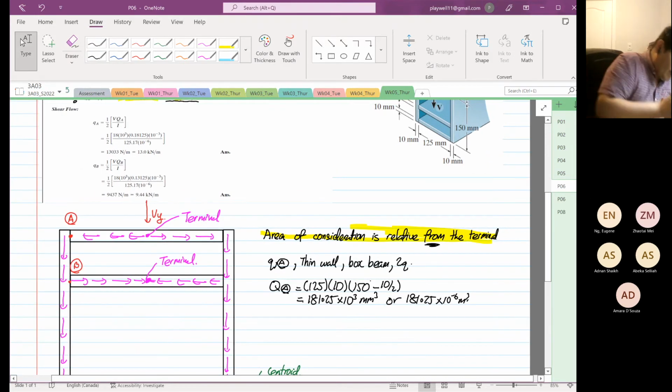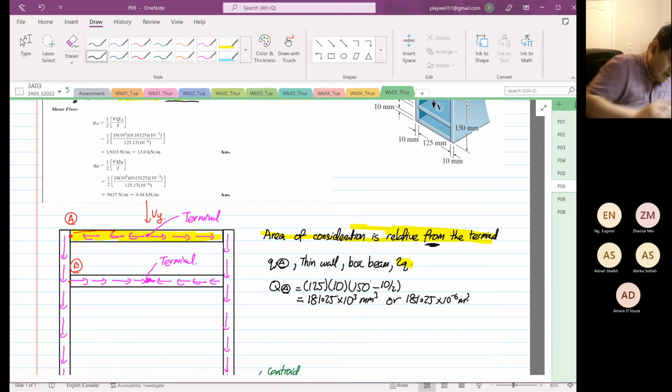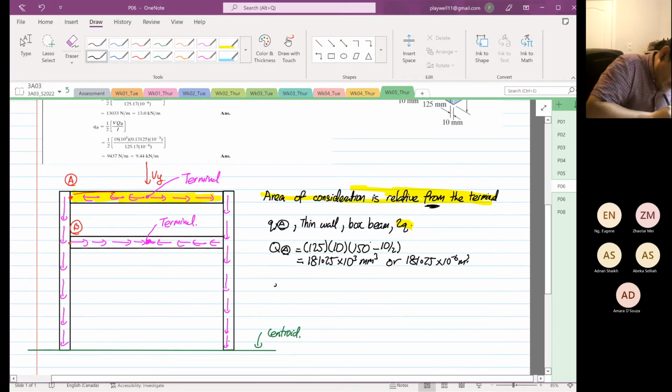Okay. So for point A, we know that we have to consider this area. And it's a box beam, right? We have 2Q. So the shear flow at point A is equal to V over I times Q, right? And I have to put a 2 down here because it is a box beam. Or I introduce it later, okay? So the 2 over here is because of the box beam.